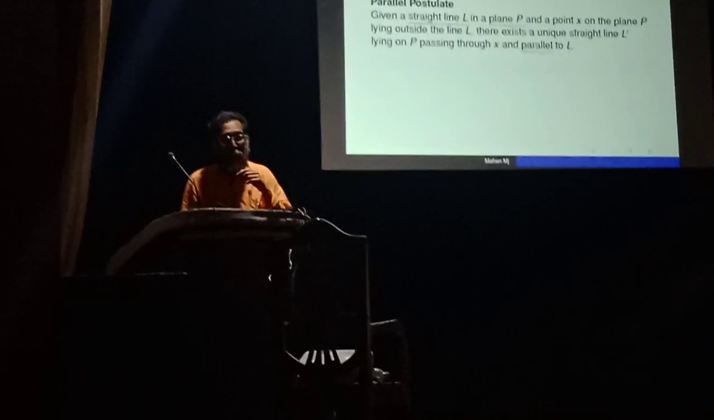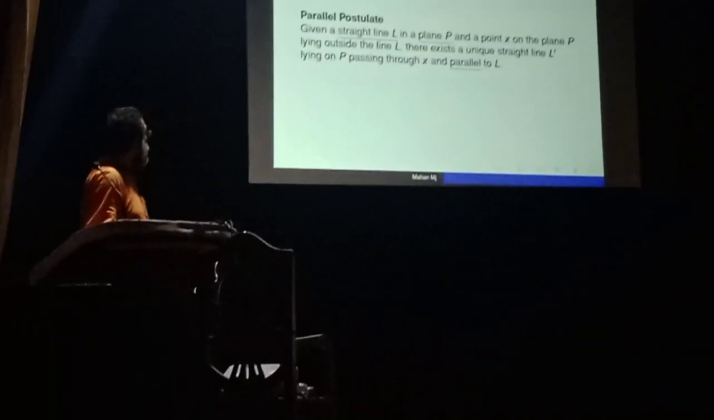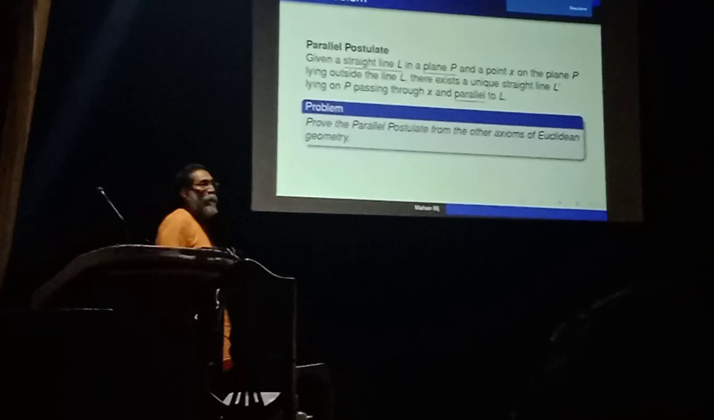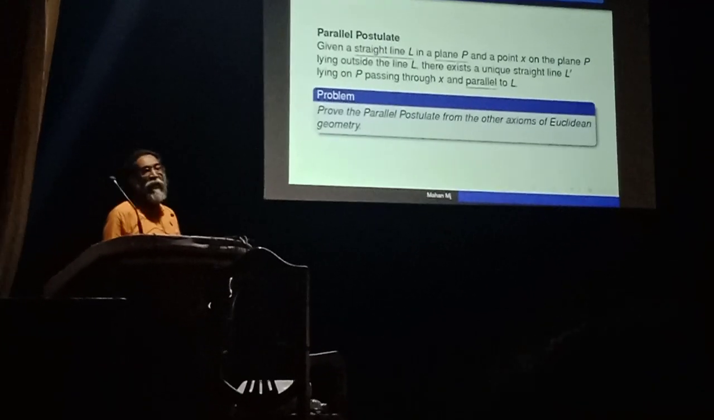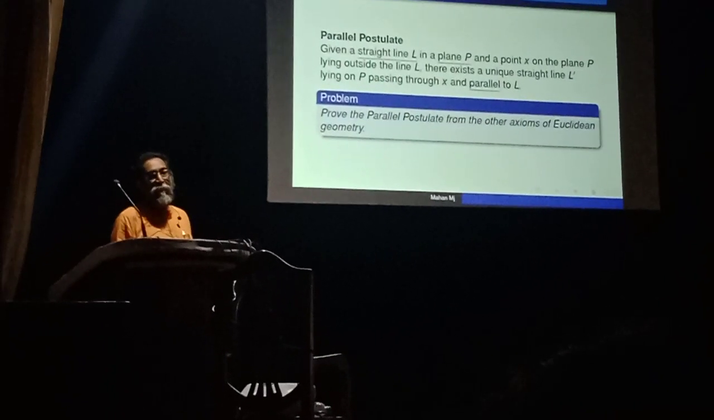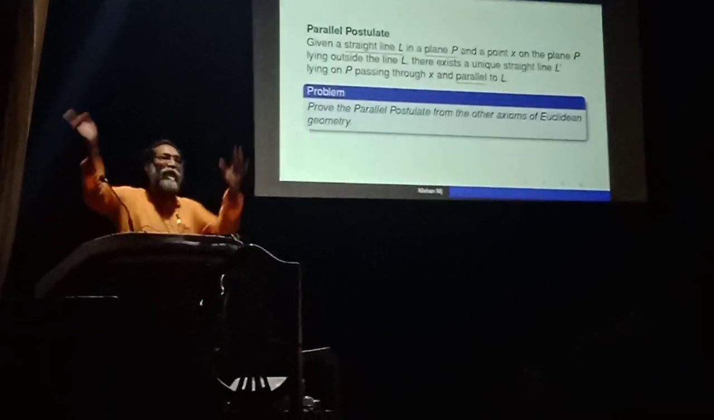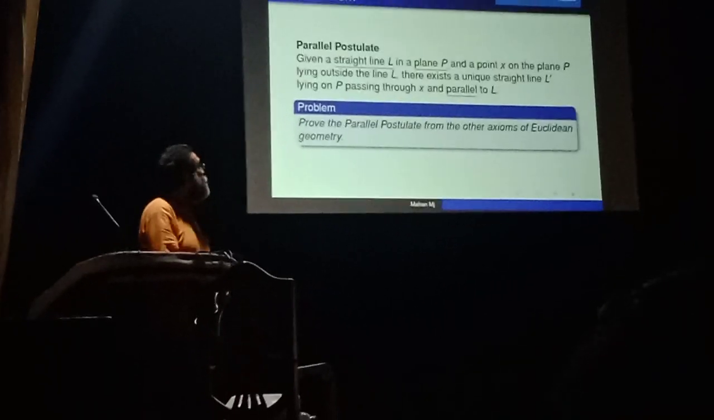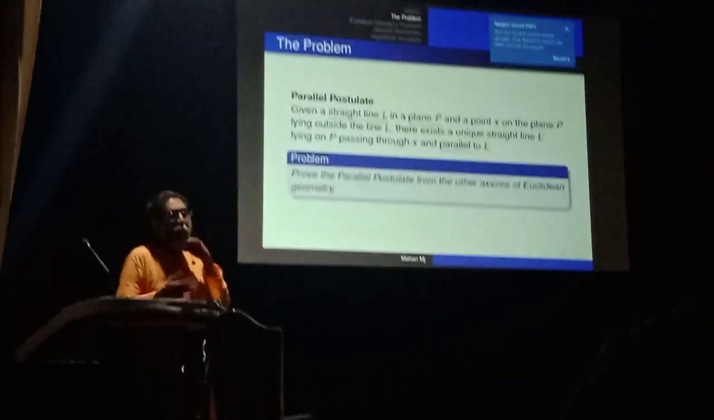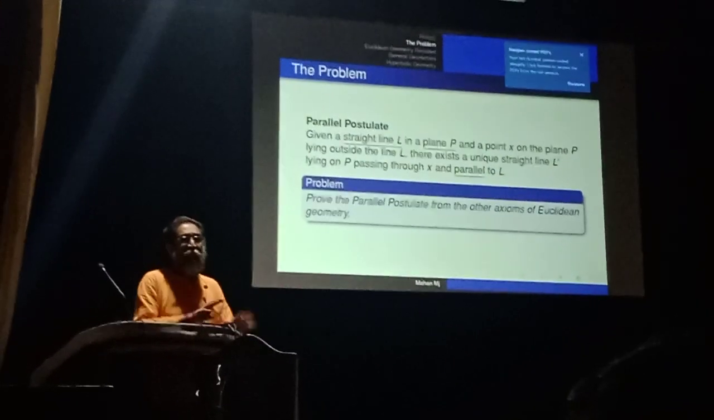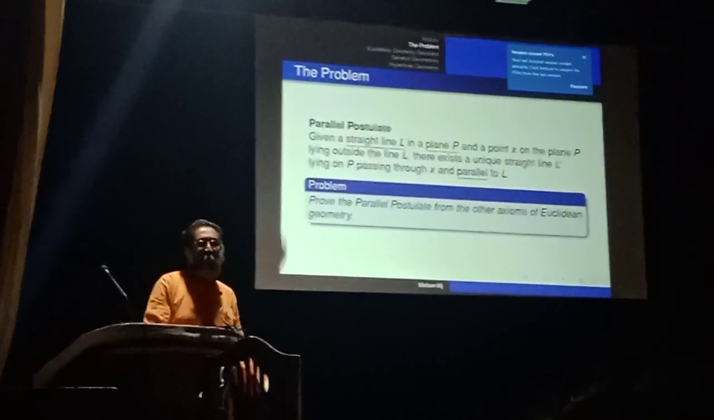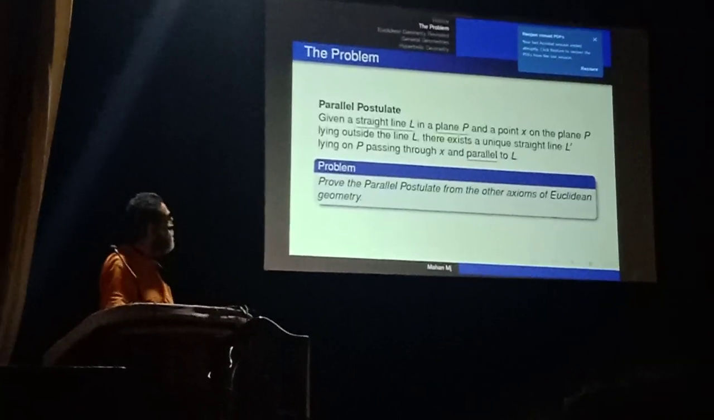So then what does Euclid's problem become? The problem that Euclid posed was: prove the parallel postulate from the other axioms of Euclidean geometry. Okay? So now we've looked at the history, and we've reformulated the problem in fairly precise terms. We've thrown away all the flab, and we've concretized the problem. Good.